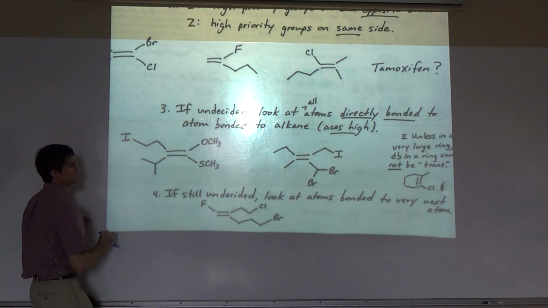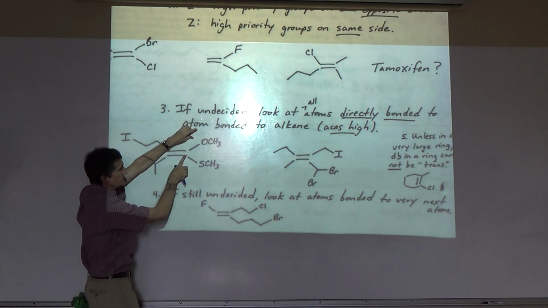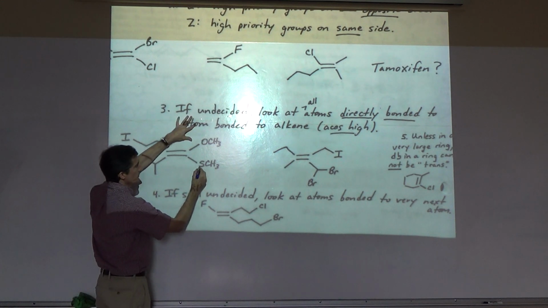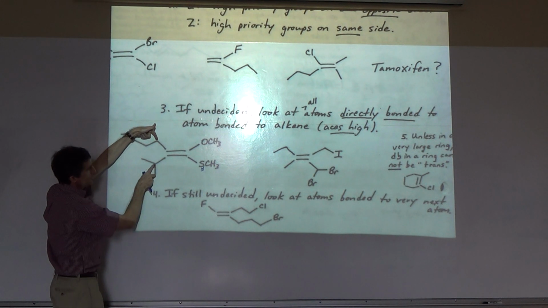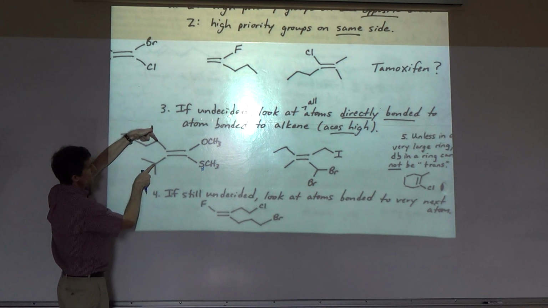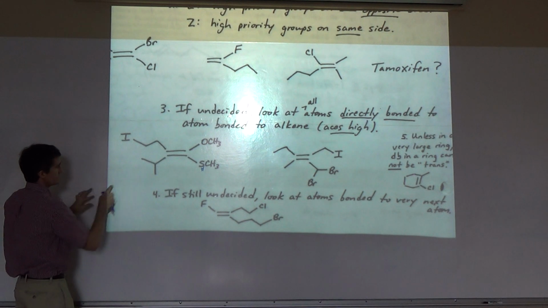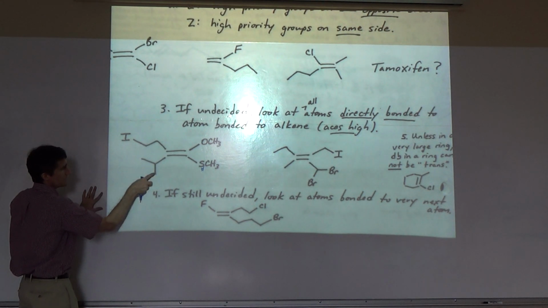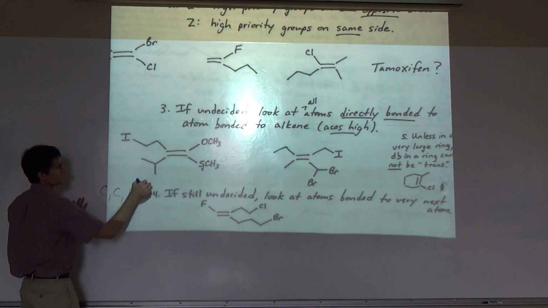Is this E or Z? How about on this end? Oxygen or sulfur? We're looking at the atoms bonded to the carbon first. Well, we have a winner. Sulfur, higher atomic number. How about over here? Carbon or carbon? Well, it's the same. So when it's the same and it's undecided, what do we do? We look at atoms directly bonded to these atoms. What's bonded to this carbon? Let's list it here, high priority first. Carbon, carbon, and an undrawn H. C, C, H.